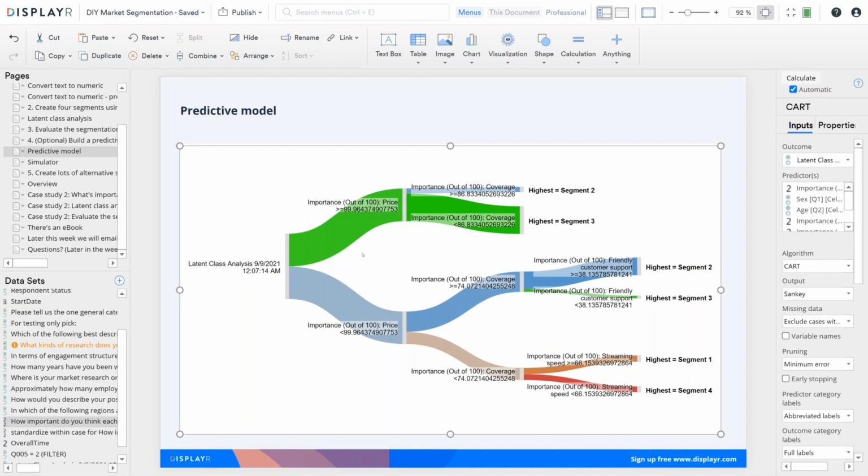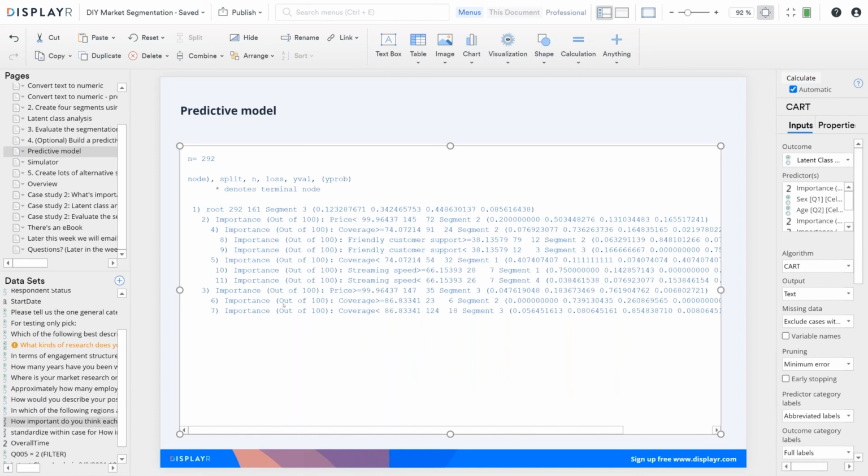So you can see here, it says, if their importance score was greater than 99 for price, they're going to be in segments 2 or 3. And if their score was above 86 for coverage, they're in segment 2. So this is creating exactly the type of rule you'd want, which you can just do as a series of if statements in Excel. If you change the output from the Sankey tree just to text, it gives it in not quite a formula, but a more obvious way that you could then turn into statements in Excel.